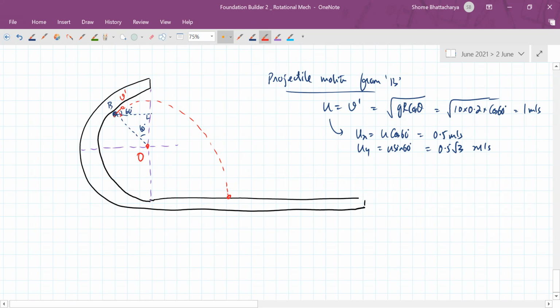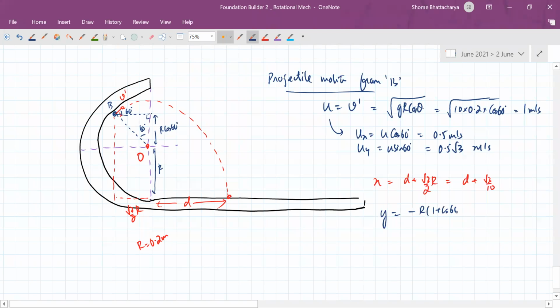Okay. So we can see that from here to here, if this distance is some d, and this distance is how much? It is r sine 60, so it is root 3 by 2 r. So the x component of displacement when it hits over here is d plus root 3 by 2 r. So that is the unknown d plus root 3 by 10, because r is 0.2. Then the y component of displacement from here to here is negative of this total height. So the y component of displacement is minus of r into 1 plus cos 60.